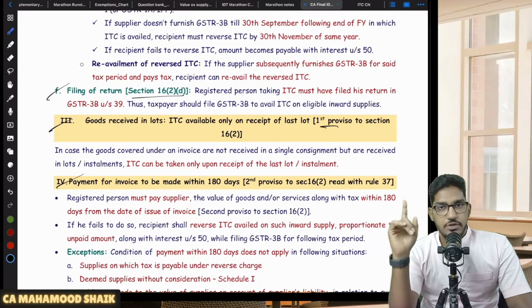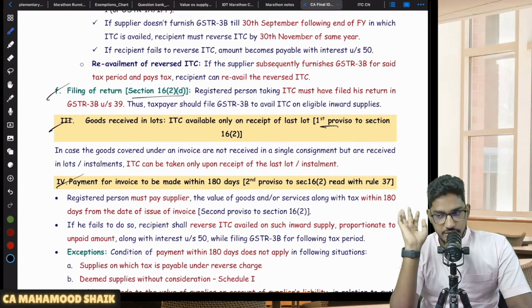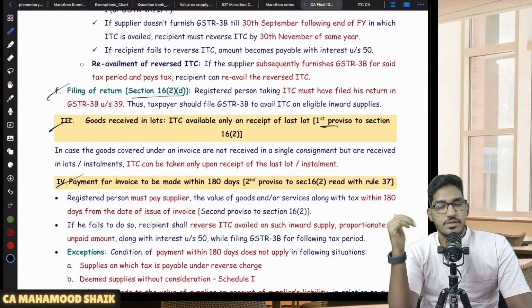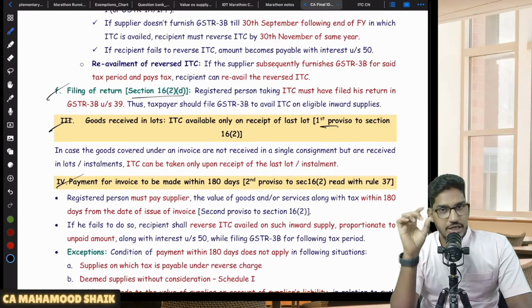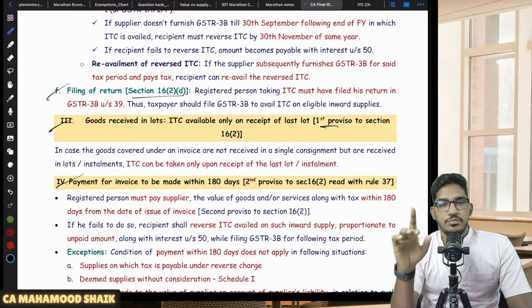The government says you can avail ITC only on receipt of the last lot or last installment. So if you are receiving the goods in lots or installments, you can't claim ITC along with the first lot, or even apportion and claim the proportionate amount. You have to wait till you receive the last lot or last installment. Only then can you avail the input tax credit.